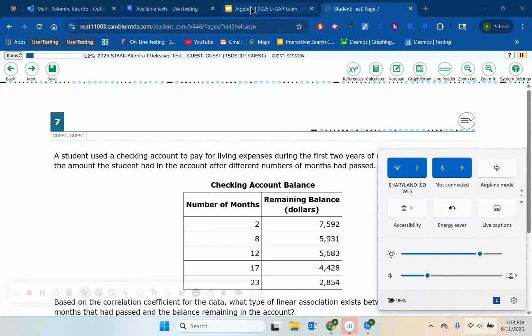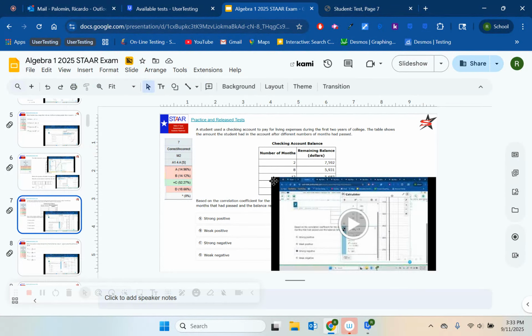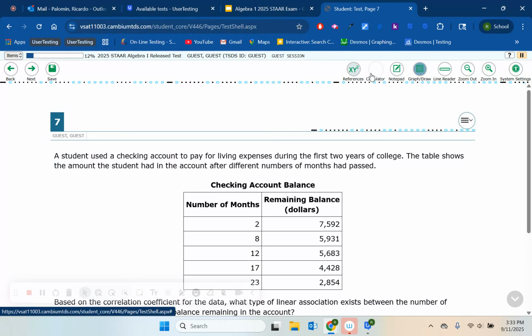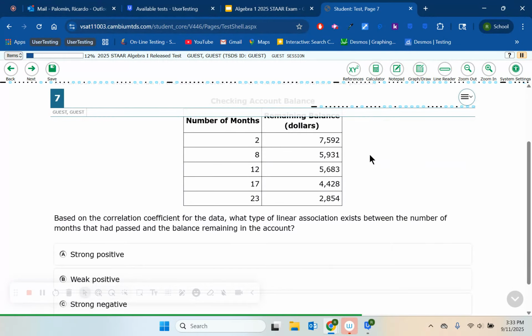Okay, so for this one, number 7, you will see the video just like here. You're gonna see the same thing on this one. So this one's gonna shrink a little bit, and you should see this video right up here. We're gonna be using that new function from the graphing calculator on utilizing the regression.